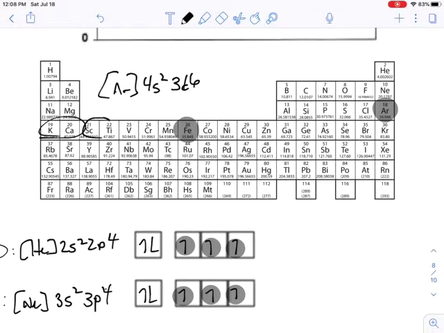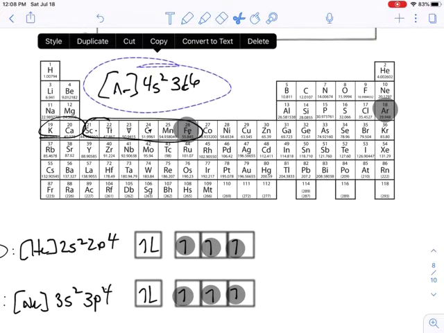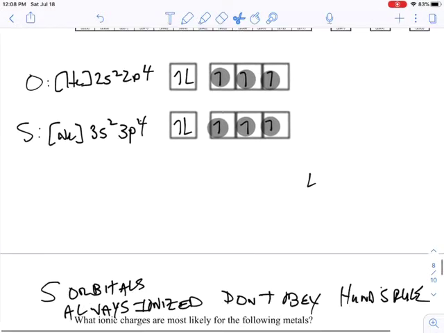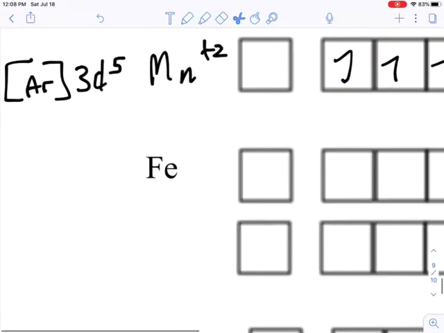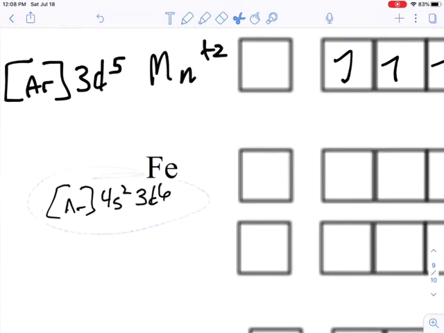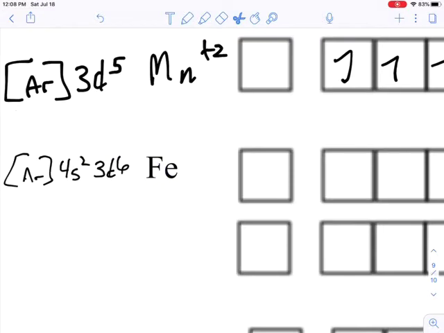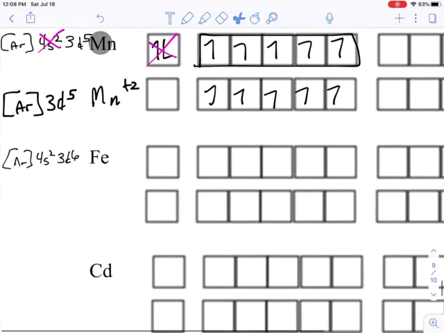And it's going to be 4s2, 3d6. There's your 4s2. And then here's your 3d6. 1, 2, 3, 4, 5, 6. So iron is argon, 4s2, 3d6. So let's throw that down here.